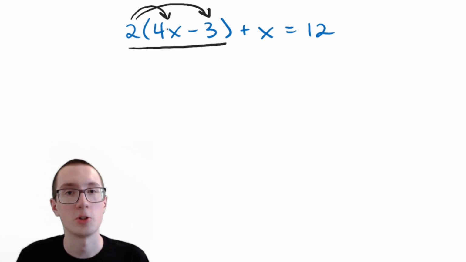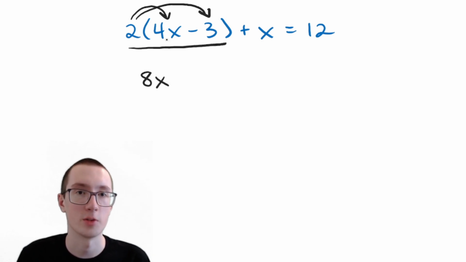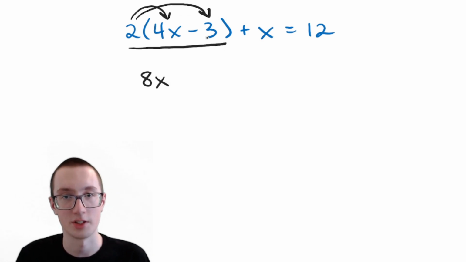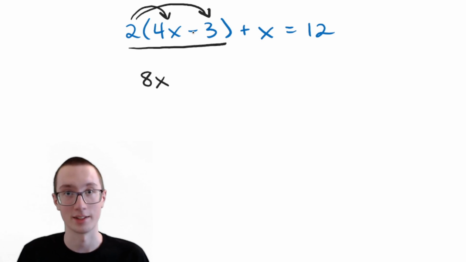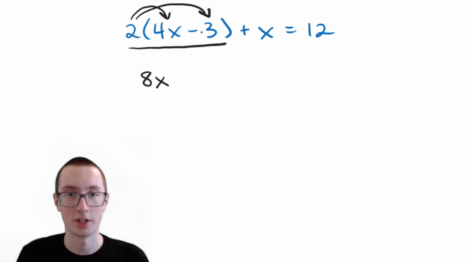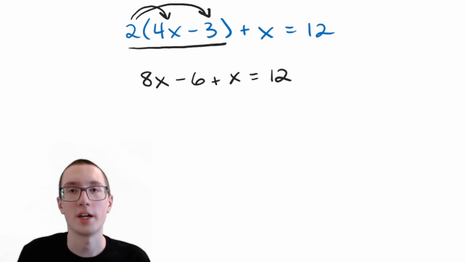So first we have 2 times 4x. Well, that's just 2 times 4, which is 8. And then the x stays there. And then the second term is going to be 2 times 3, or actually 2 times negative 3, because this minus sign has to stay. So we have 2 times negative 3, which is negative 6. And now this plus x, we're just going to bring it down. We're not going to do anything fancy with it. And it equals 12. So what do we do now?